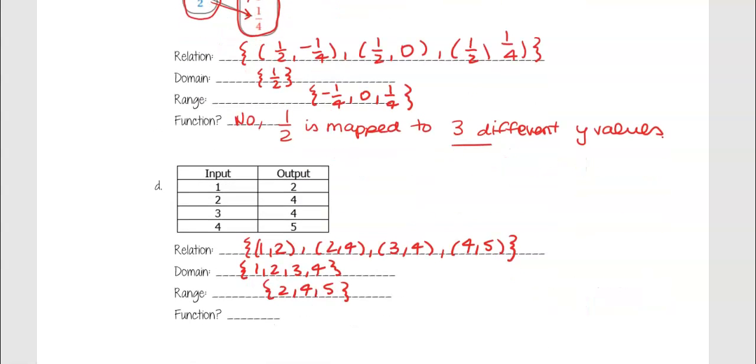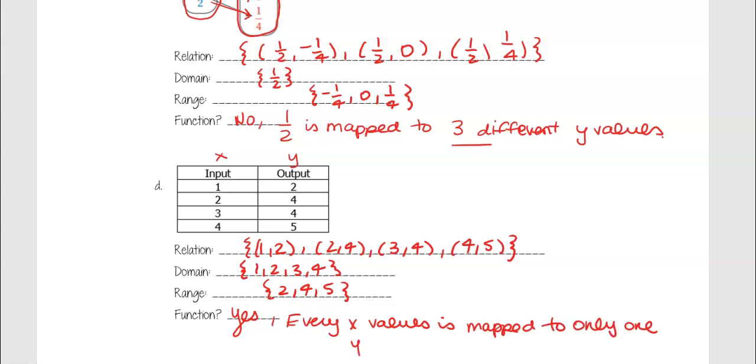And here's our last example. Our relation, the points (1, 2), (2, 4), (3, 4), (4, 5). Domain is our x values. Range is our y values. Is it a function? Yes. Because, and we can write it down if we want to, every x value is mapped to only one y value. That's what we need to see.